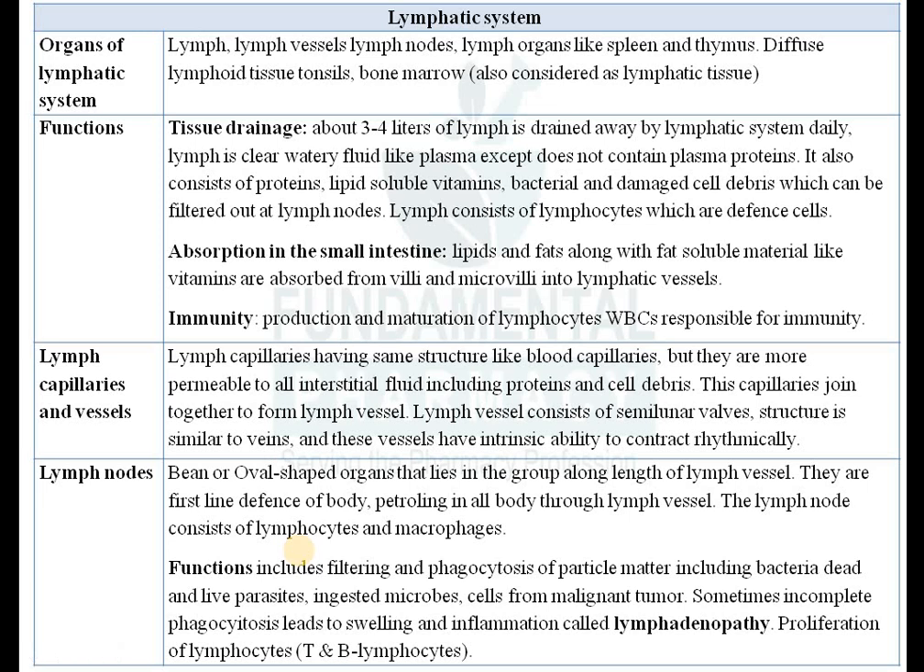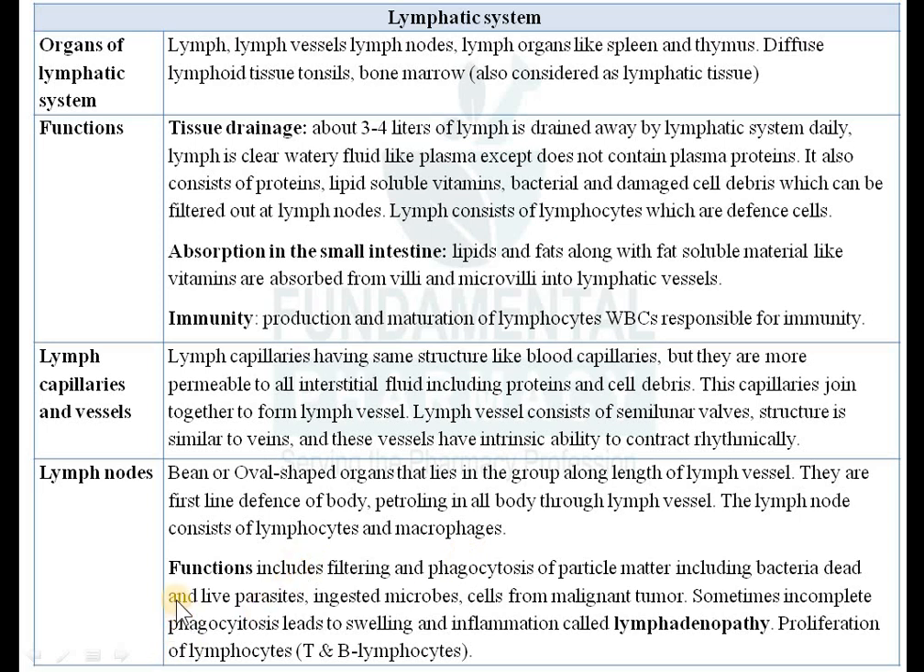Okay, so lymph glands will come into the picture. They will release macrophages, they will release your T lymphocytes and B lymphocytes, and they will counteract the invading organism. So they are the first line of defense. Patrolling all over the body through lymph vessels. Wherever lymph vessels are present in the body, there you will have lymph nodes, and they are the first line of defense of the body. So a lymph node consists of lymphocytes and macrophages, T lymphocytes, B lymphocytes, and macrophages. So they are nothing but the defense cells.